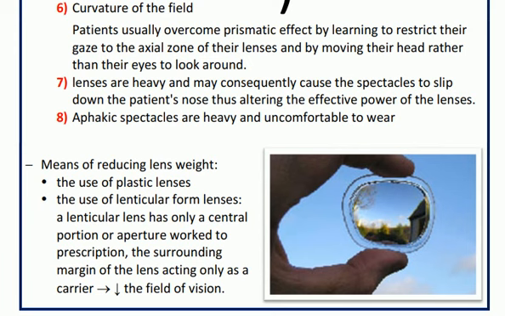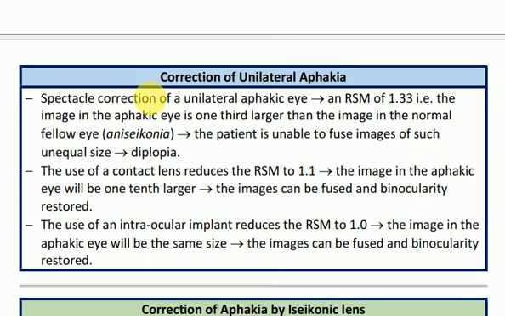The foregoing aberration and the prismatic effect and its consequences can all be eliminated by the use of contact lens or intraocular implants. Advantage of these two forms of correction stem from the fact that in each case the correcting lens becomes an integral part of the optical system of the eye. Correction of unilateral aphakia.